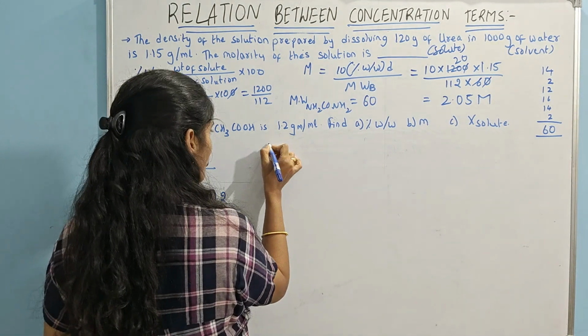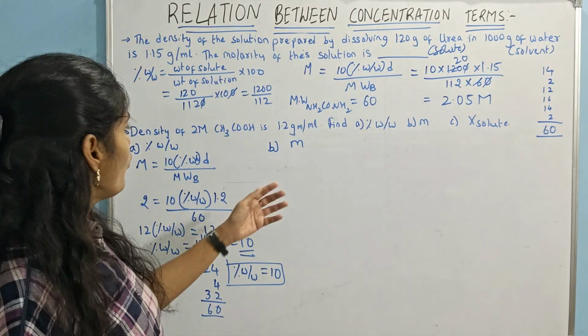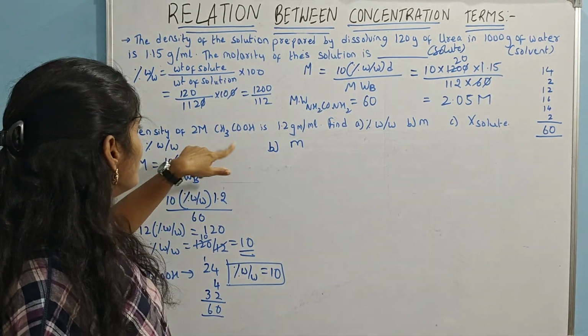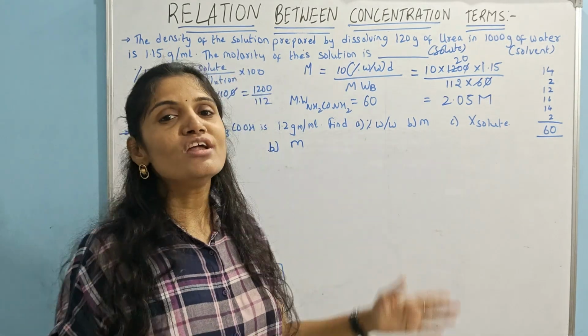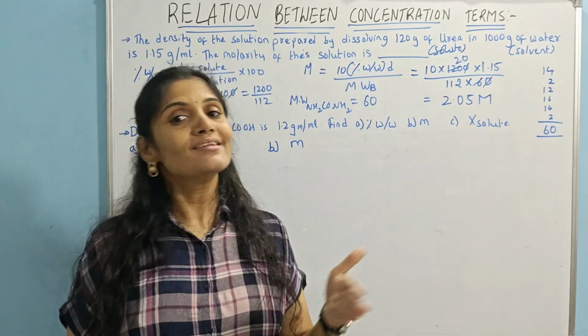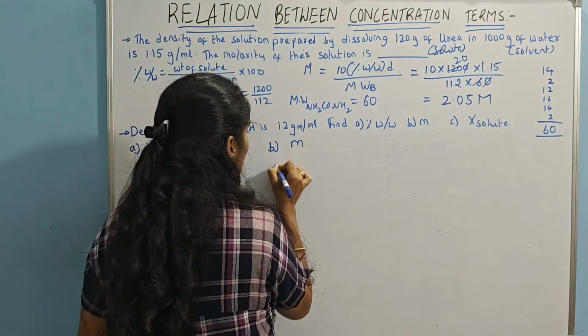Okay, now next what should I be calculating here? Next I have to calculate molality. And what is the information given for me here? I have density and molarity. Now when I have molarity, how do I calculate molality? We need to use the formula which has a relation between molality and molarity.